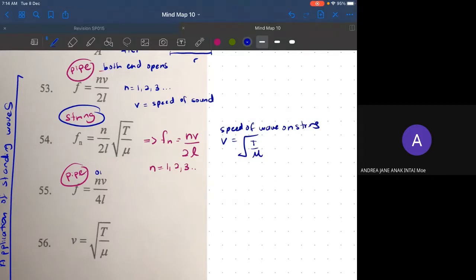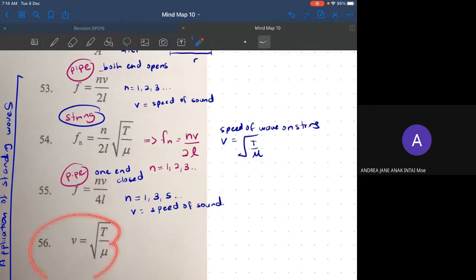Okay. One end close and then this one special sikit iaitu N dia bukan sama dengan 1, 2, 3 tapi N dia sama dengan 1, 3, 5. Okay. Di mana first harmonic, third harmonic, fifth harmonic. Okay. And then our V is speed of sound. Okay, so I hope you can catch up lah. Okay, kita nak pandai guna formula je sekarang ni, tak nak belajar dah. Okay, and then equation yang 56 ni, this one the same as this one. Okay, speed of wave on string.